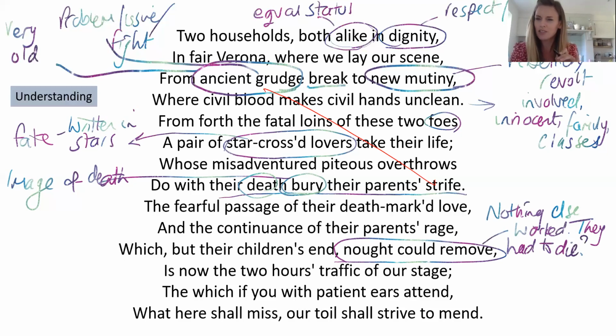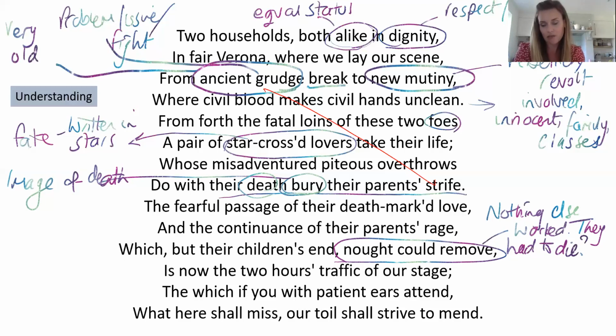And bury is quite an interesting image because we think of funerals and burying people deep beneath the ground and then we don't see them anymore. So it really does suggest that from their death, it's all over and people can move on with their lives. We can then jump down to this idea of the continuance of their parents' rage, which, as I just said, with their children's end, naught could remove.